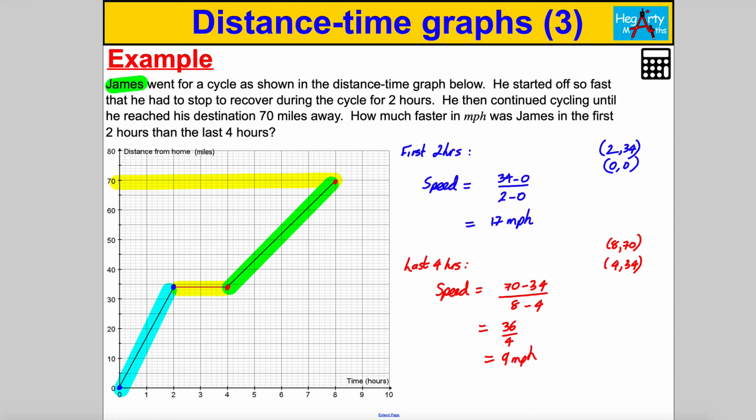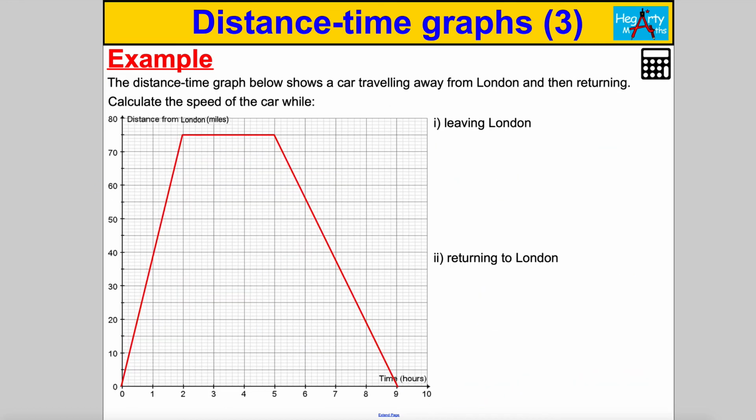Now, that wasn't the question. The question said, how much faster was he? So James was 17 take away 9, which is 8 miles per hour faster in the first 2 hours. And we're done. Next question, pause and have a go.